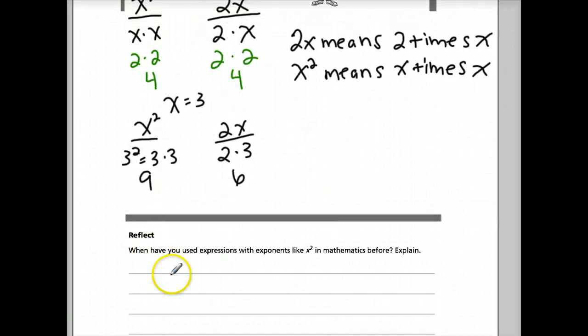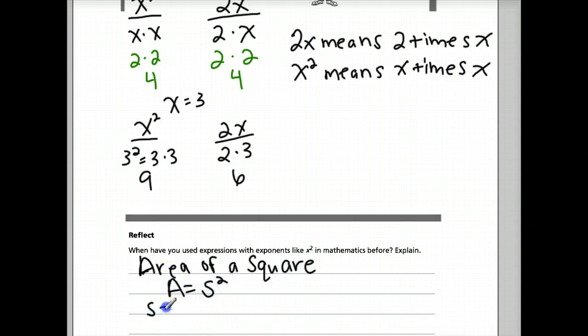In the reflect portion, it says, when have you used the expression with exponents like x squared in mathematics before? Explain. Well, if you remember the area of a square, that is where you would use an equation like this, where area equals s squared, and s equals the length of a side.